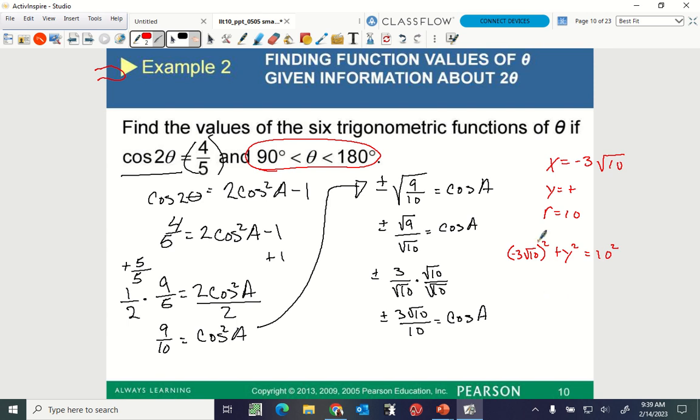When I square the square root of 10, that becomes 10. But when I square the negative 3, that becomes 9. So 9 times 10 is going to give me 90. 90 plus Y squared equals 100. Subtract 90, so I get Y squared is going to be 10. Y equals plus or minus square root of 10. But it's got to be plus, because we said this is in quadrant 2.